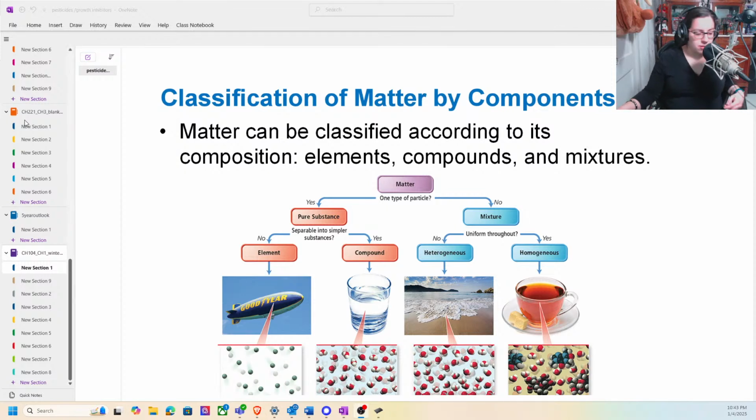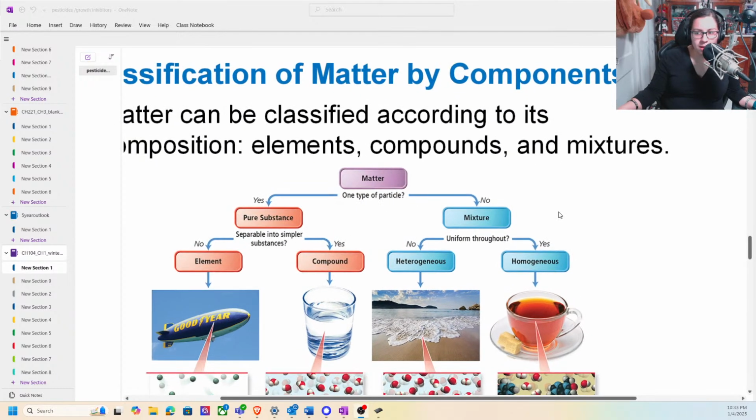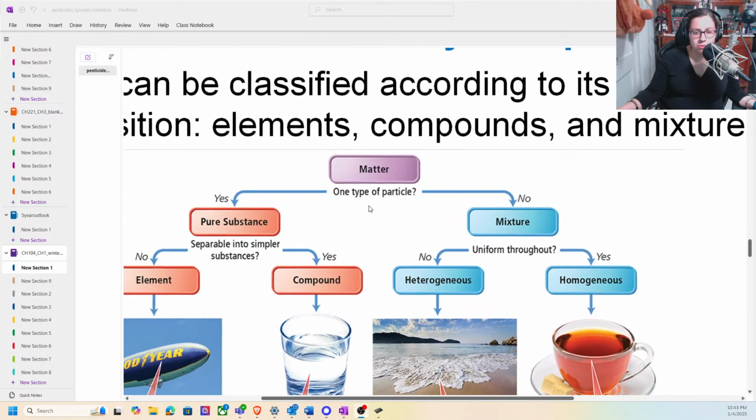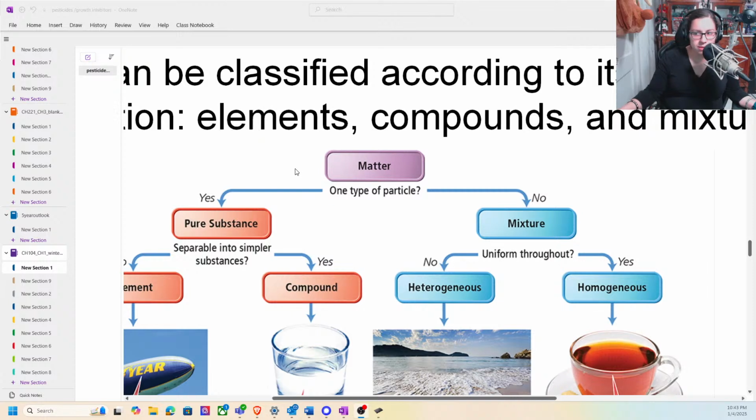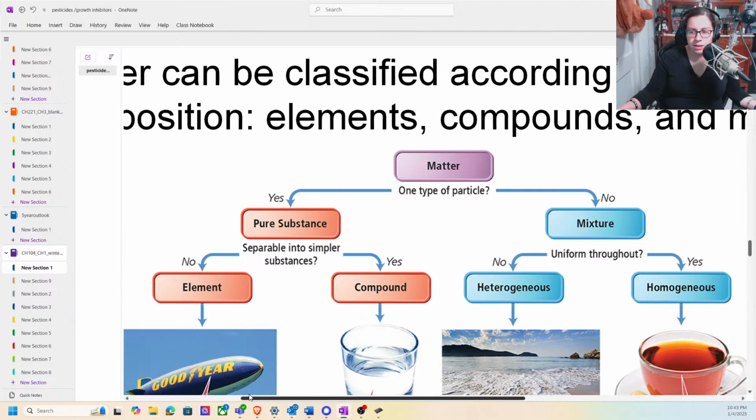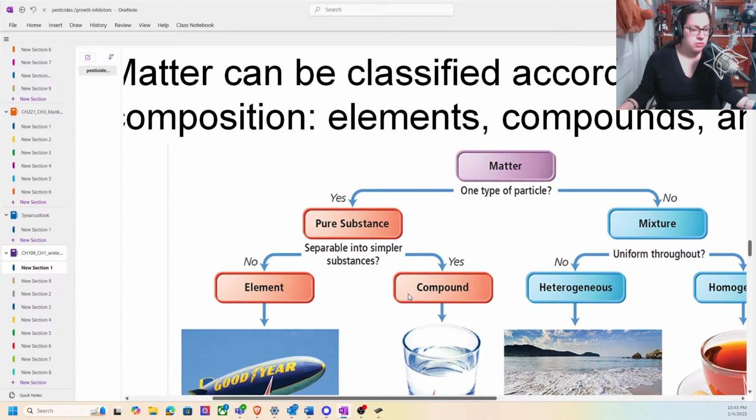So let's look at this. We have this nice flow chart, and the first question that this flow chart presents is one type of particle. Before we get into mixtures, let's answer, what is a pure substance? Because that's a little easier to understand.